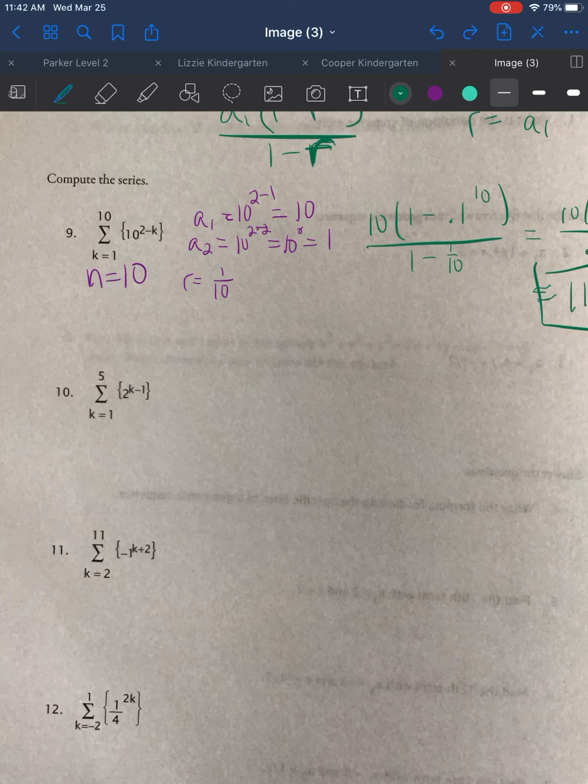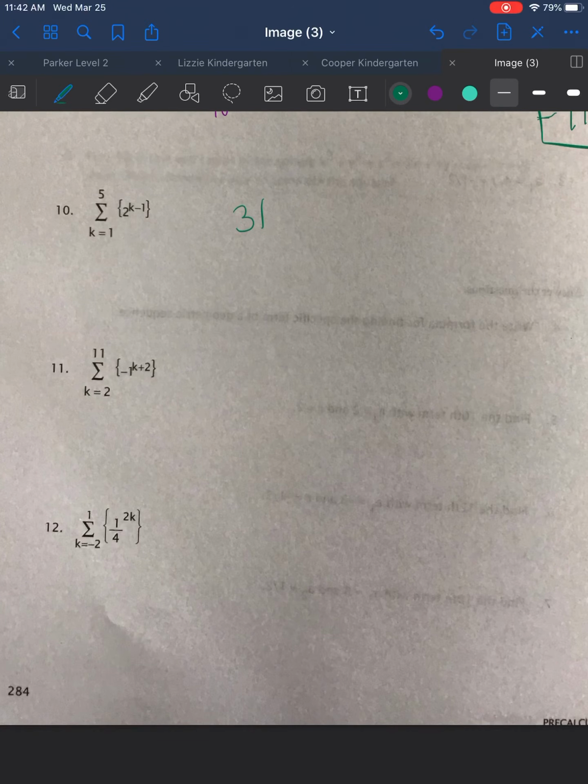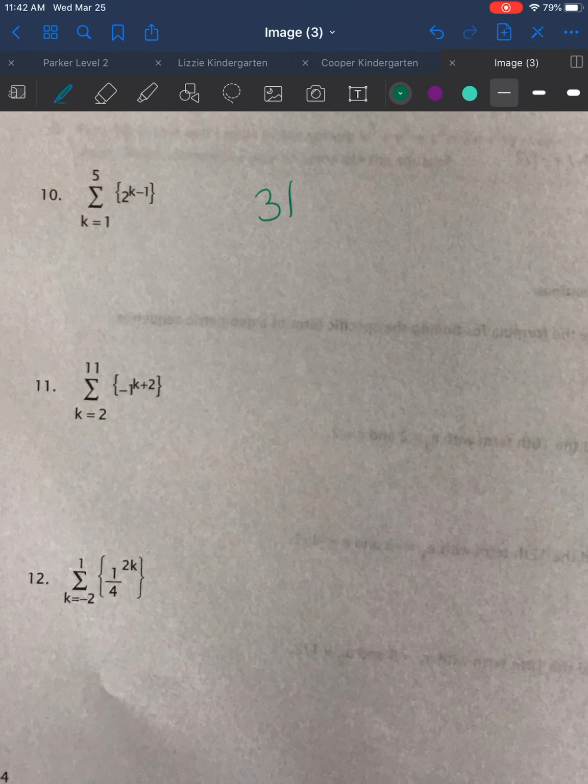Okay, now that you've pushed play, after you've done the problem, you should have arrived at an answer of positive 31. If you did not get that, then look in the back of the book and find where you went wrong. But for the sake of time, I'm going to skip that one. Okay, number 11. Here we notice some things.